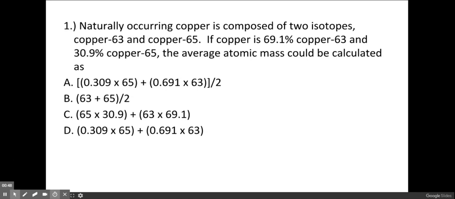Naturally occurring copper is composed of two isotopes, copper 63 and copper 65. If copper is 69.1% copper 63 and 30.9% copper 65, the average atomic mass could be calculated as, please pause and choose your answer. When everyone's had a chance to answer, come back to the video and we'll talk about what that answer is.